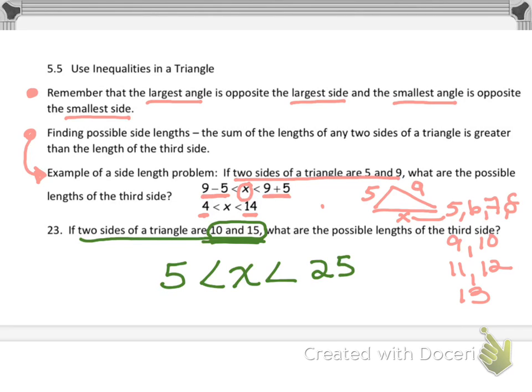So what this is telling me is the following. If I have a triangle, and this side is 10, and this side is 15, then the x has to be greater than 5, but less than 25. Okay? So that's how you tell you have a triangle. So if the number was 28, I don't have a triangle. If the number was 2, I don't have a triangle.